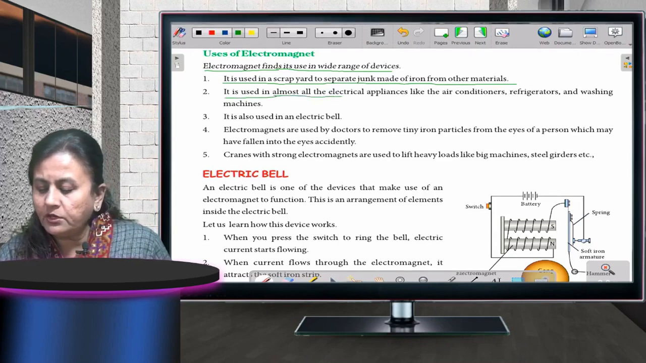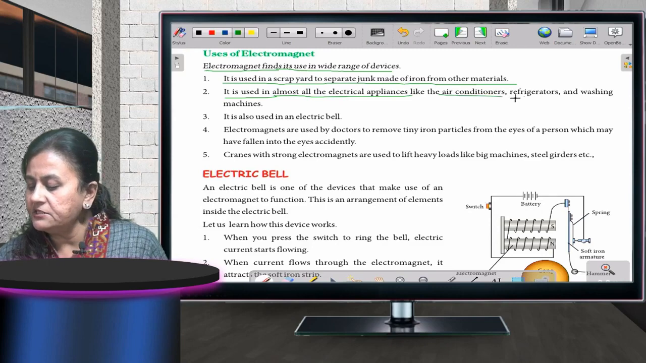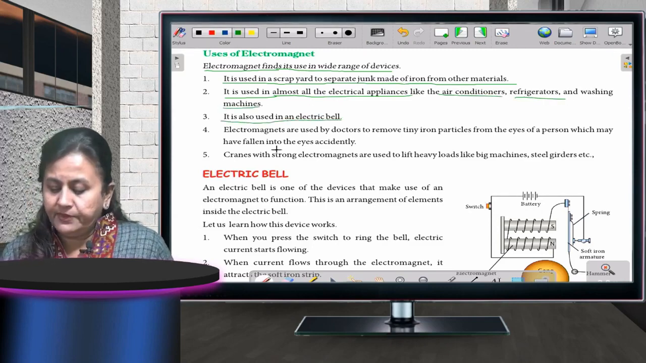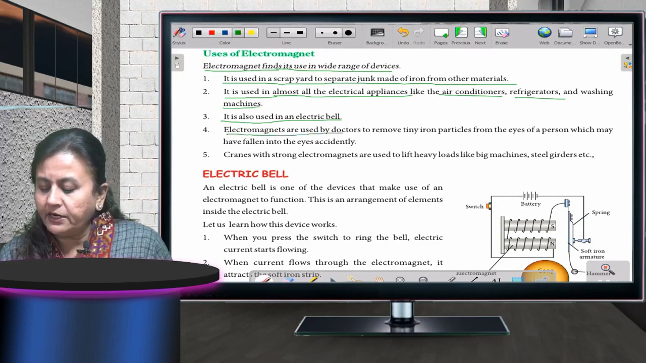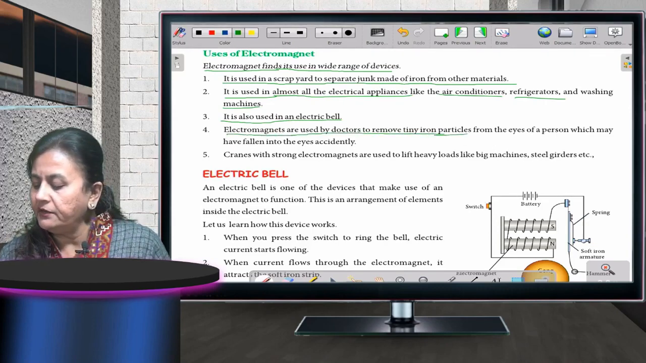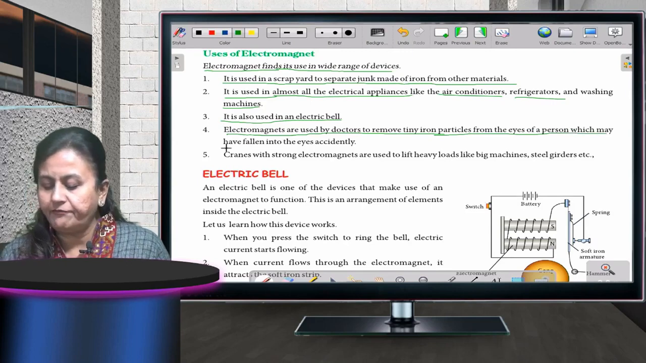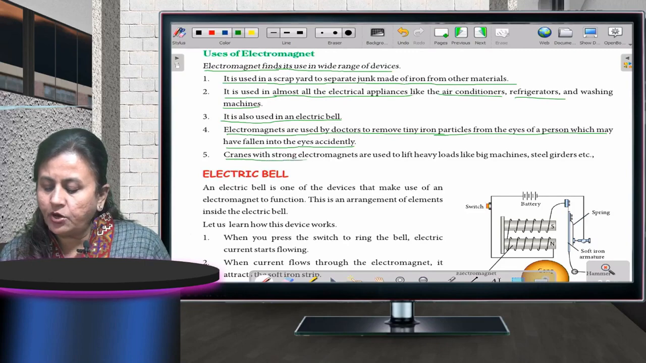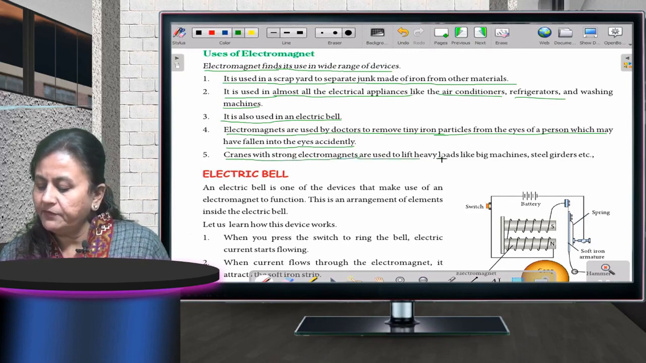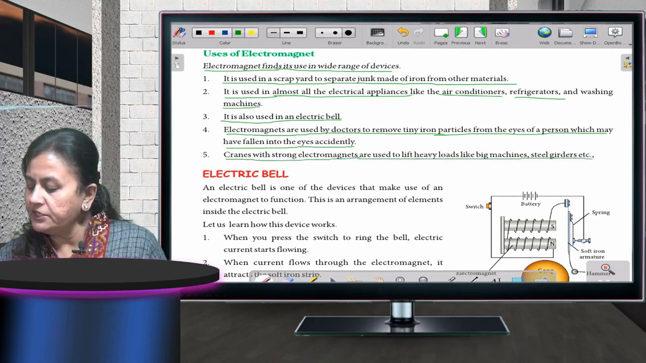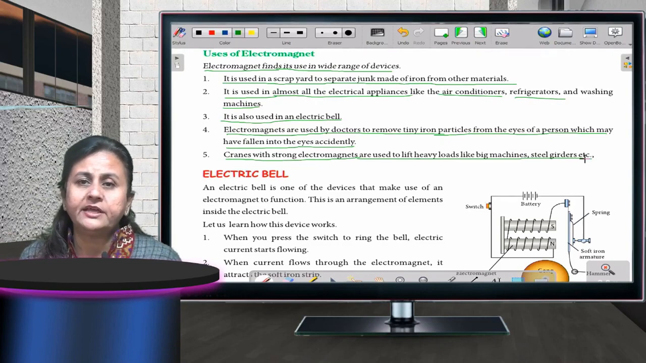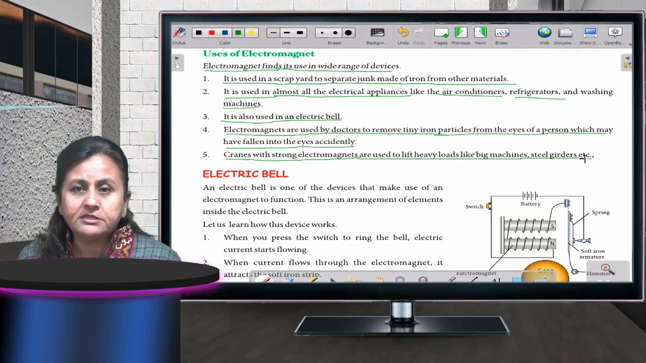it is used in almost all electric appliances like ACs, refrigerators and washing machines. It is also used in electric bells. Electromagnets are used by doctors to remove tiny iron particles from the eye of a person which may have fallen into the eye accidentally. Then, cranes with strong electromagnets are used to lift heavy loads like big machines, steel girders, etc. So, you can see how useful the electromagnet is. It is used everywhere. It makes our work easy also.